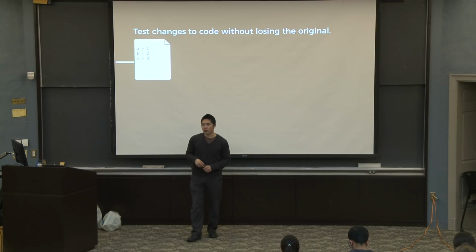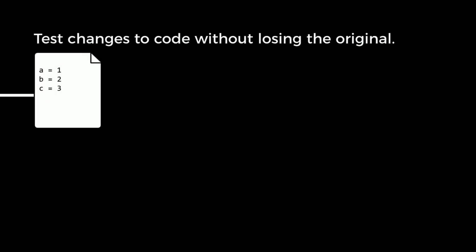Another thing that Git is good for is it's good at testing changes to your code without losing the original copy of the code. So you might have something that's working, and you might want to add a new feature to your website, for instance. So you might want to tackle the next part of the problem set. But doing so might involve breaking the stuff you've already made, and you want to save that.